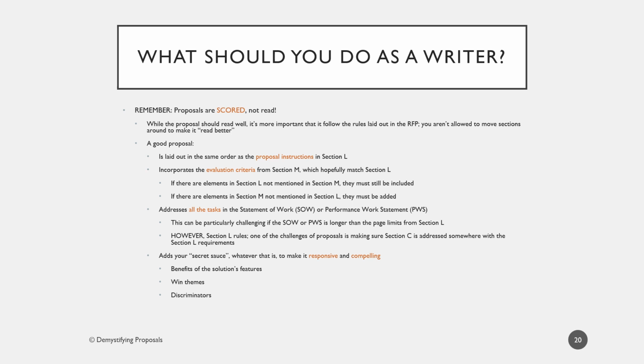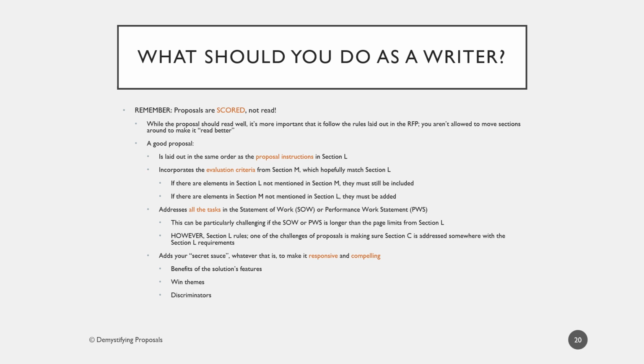So a good proposal is laid out in the same order as the proposal instructions and incorporates the evaluation criteria from section M. If there are elements in L that aren't in M, they still have to be included. If there are elements in M that are not in L, they have to be added. And then you need to address all the tasks in the statement of work or the performance work statement. And this can be particularly challenging if your proposal is so page limited that the number of pages they've actually given you to respond to the technical approach is less than the number of pages that the statement of work or the performance work statement takes up in the RFP. I'd like to say that that doesn't happen very often, but in reality, it does.